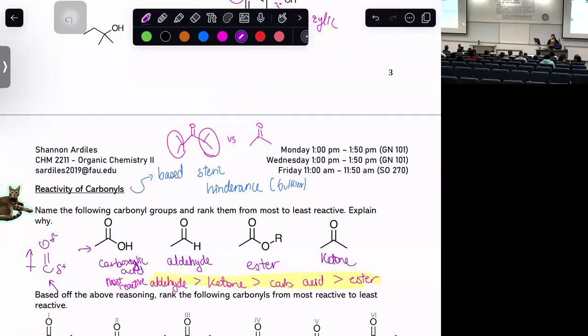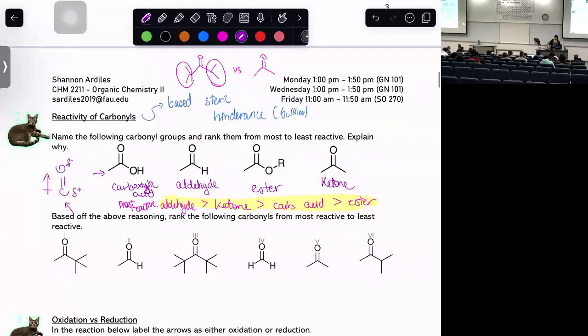But so far, questions on that? Does that make sense? So it's all based on steric hindrance. Why? Because the smaller the carbonyl, the easier it is to attack the carbon in there. It's all based on that. Questions on that? We're good? Make sense?